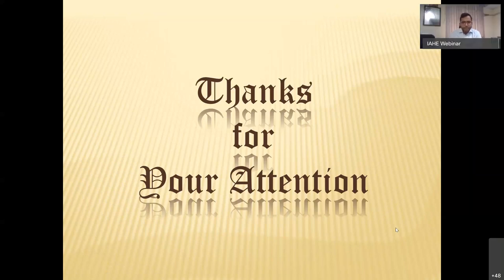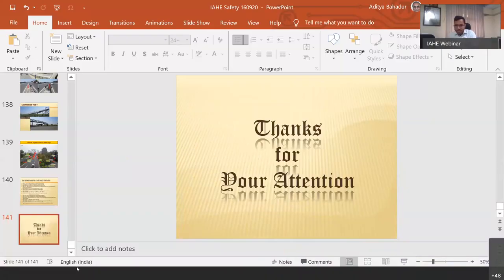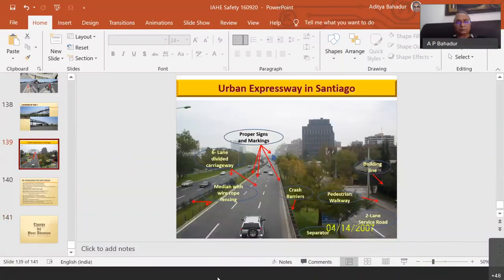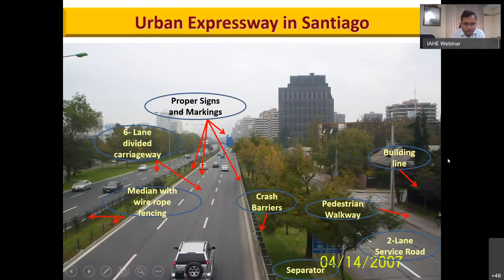Sir, I have one query. You have shown that road section in Santiago. Just open that slide, sir. This is the good practice, sir. In this picture, I observed there is no paved shoulder provided on the main carriageway on 6-lane divided highways, in case of an errant vehicle.